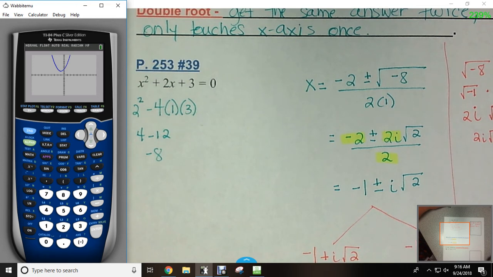Alright, so that is it for section 4.7, and that wraps up chapter 4 for us. Make sure you let me know if you have questions.